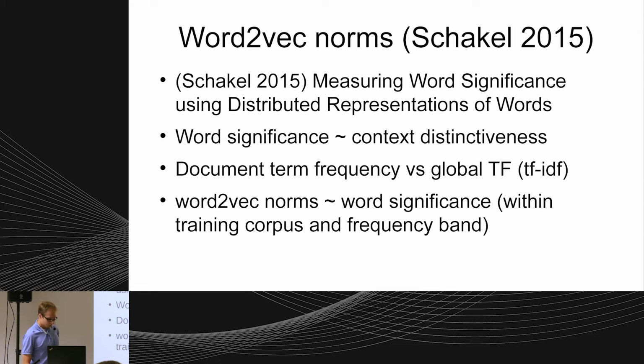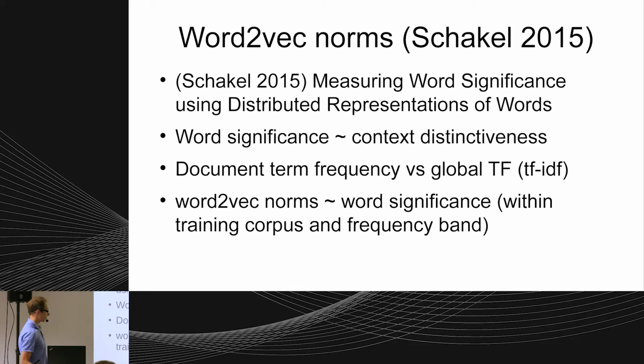When I tried to look at the interpretations of the norms, I found that it's hard to find any research, but there is this one paper. It's about word2vec norms, from Schakel in 2015. It's called Measuring Word Significance Using Distributed Representations of Words. By word significance, they mean the context distinctiveness of the word, how well the word predicts the context, the document or sentence.